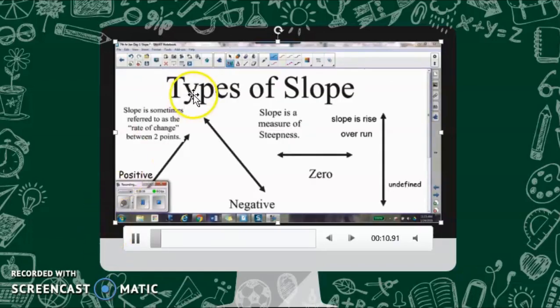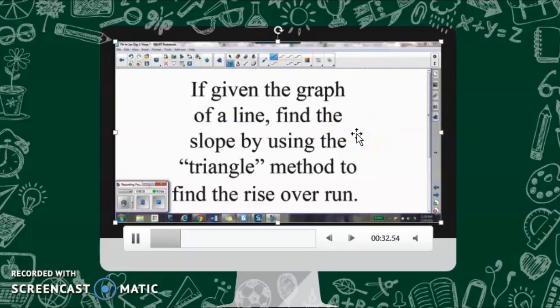So there are different types of slope. There are 4 types: positive, negative, 0, and undefined. Slope is sometimes referred to as the rate of change between 2 points. Slope is a measure of steepness. Slope is rise over run. If given the graph of a line, find the slope by using the triangle method to find the rise over run.